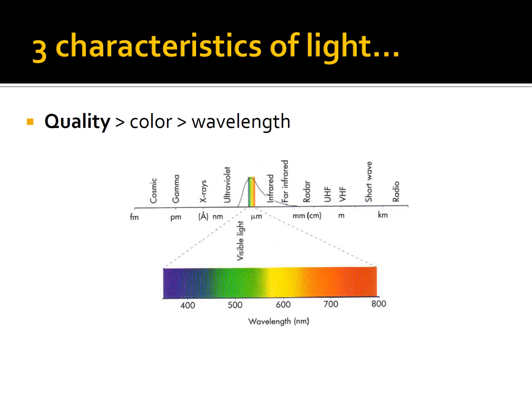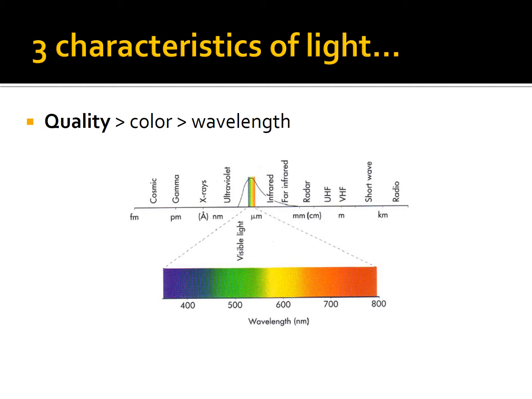So there are three important characteristics of light that we want to concern ourselves with. The first characteristic is the quality of light. And from a plant's perspective, quality refers to the color of light or the wavelength of light.